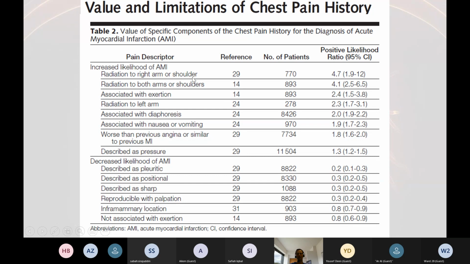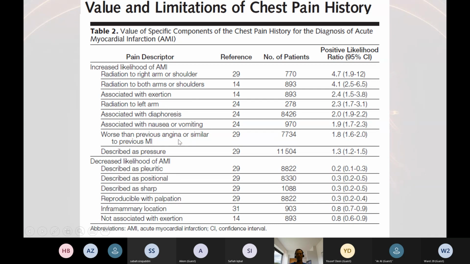Radiation to the right arm or shoulder, curiously, is actually more helpful than if it radiates to the left arm or both arms and shoulders. But I think the take-home point there is that, because it's much less likely to be common, it doesn't matter if it radiates to the right or the left arm; the fact it's radiating to an arm or shoulder is a concern.